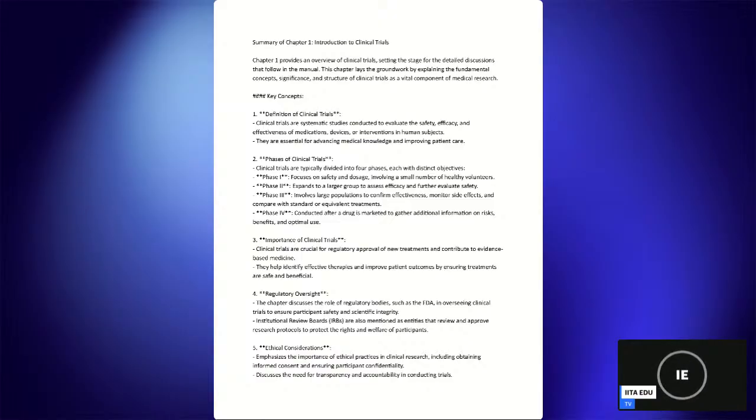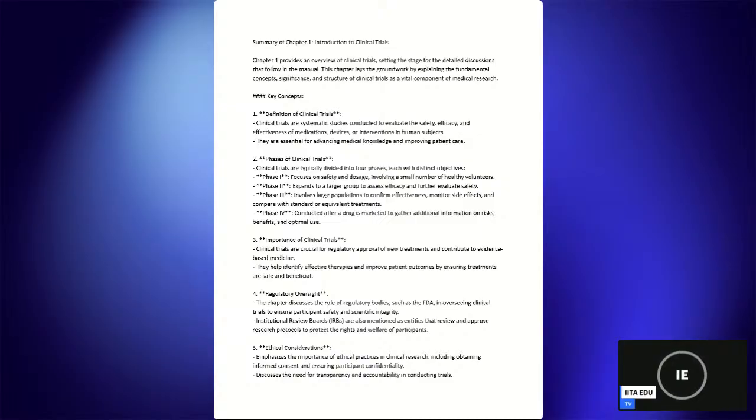The importance of clinical trials: clinical trials are crucial for regulatory approval of new treatments and contribute to evidence-based medicine. They help identify effective therapies and improve patient outcomes by ensuring treatments are safe and beneficial. Clinical trials also have regulatory oversight. The regulatory oversight here is the FDA in the US.